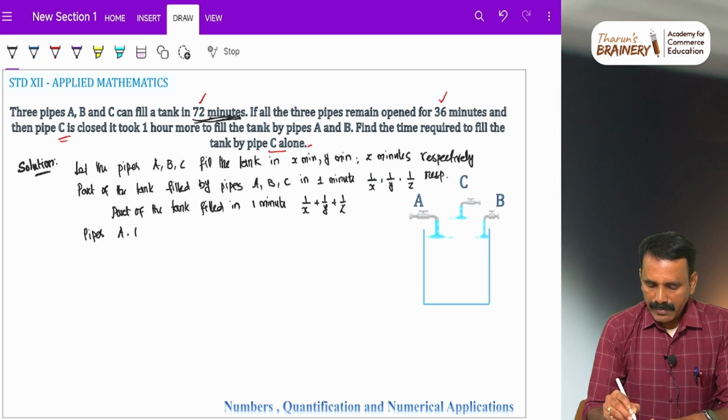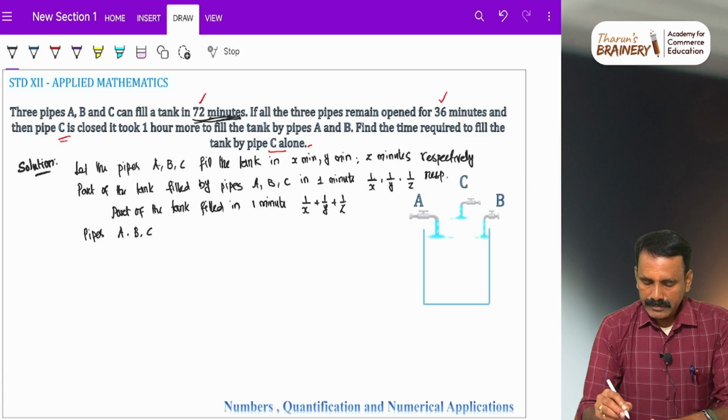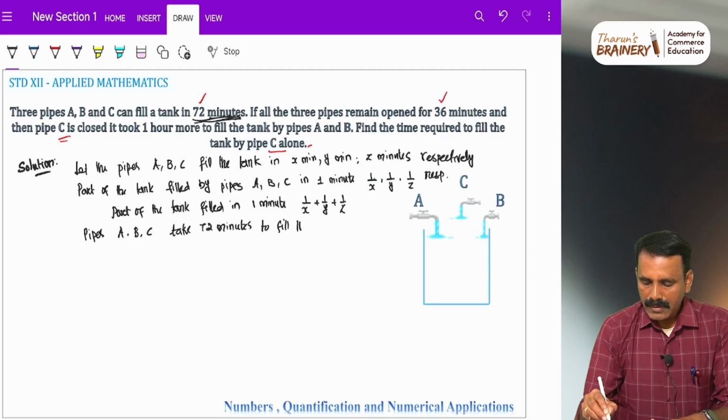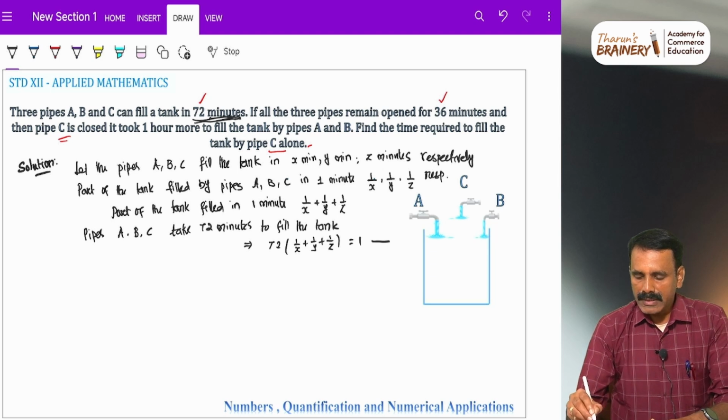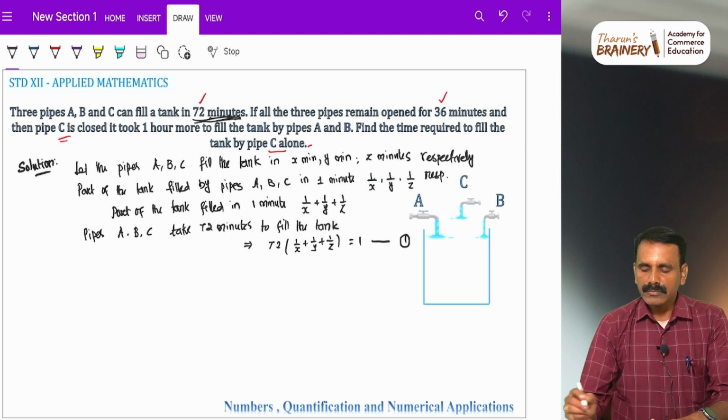Pipes A, B and C take 72 minutes to fill the tank. So, which implies 72 into (1 by x plus 1 by y plus 1 by z) is equal to 1. We take this as the first equation.